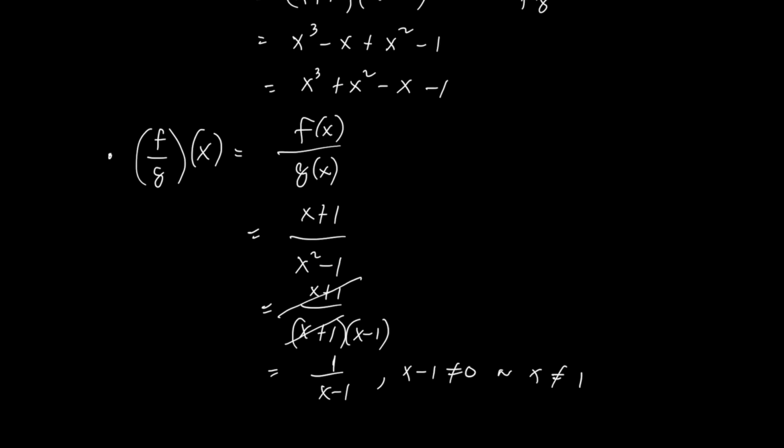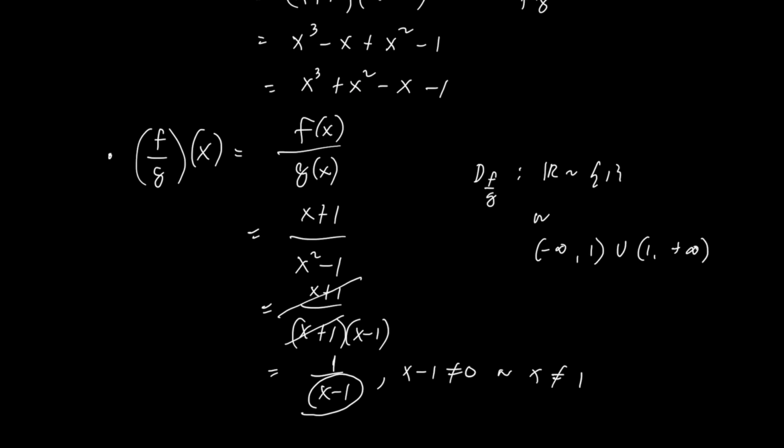How about this one? Okay, it is said in the condition that g of x must not be equal to 0, meaning the denominator must not be equal to 0. And in that case, 1 is not part of the domain of the quotient. So we have the domain of f over g is all real numbers except 1. Or you can write this one, negative infinity to 1, union 1 to positive infinity.